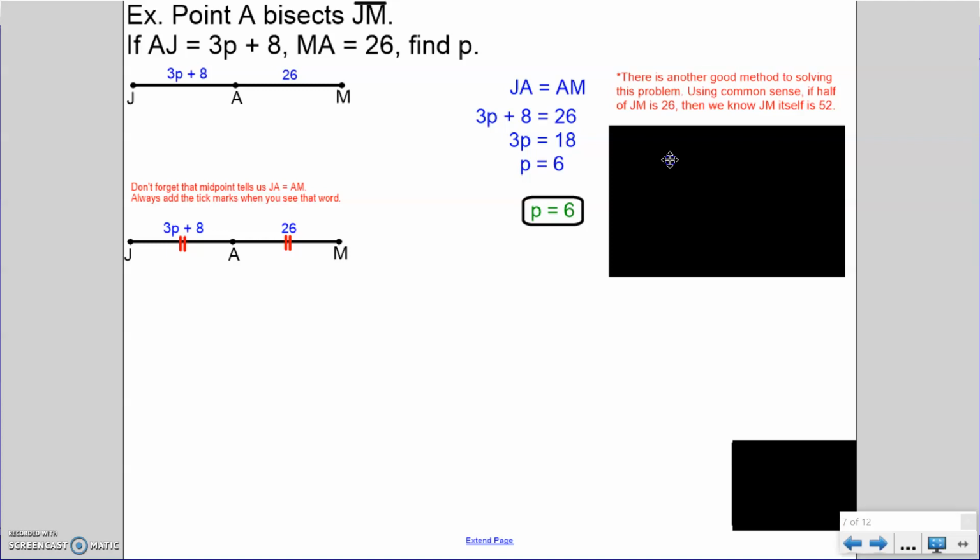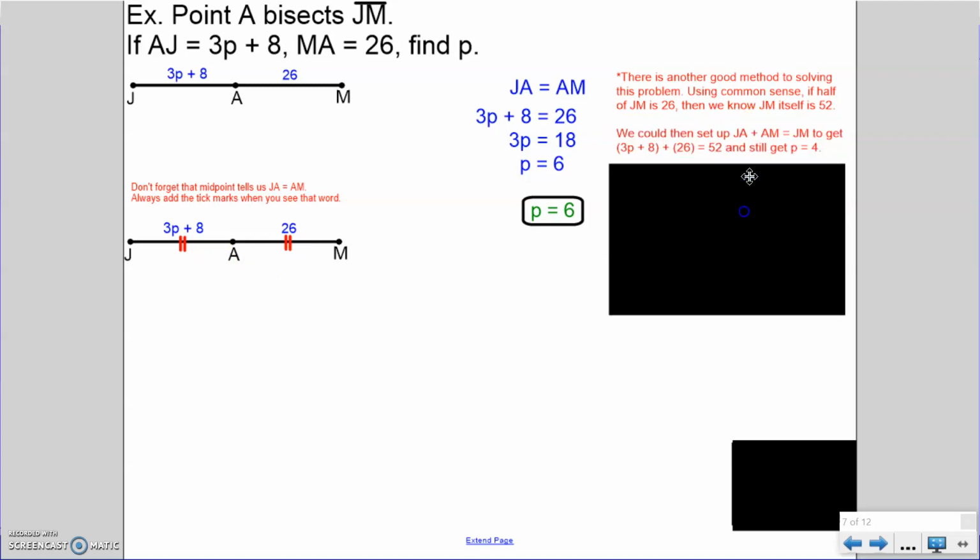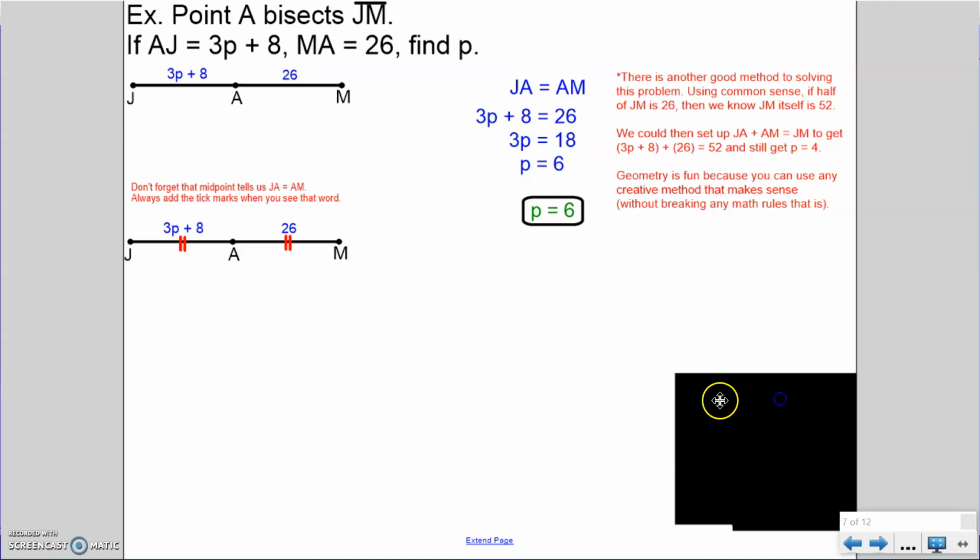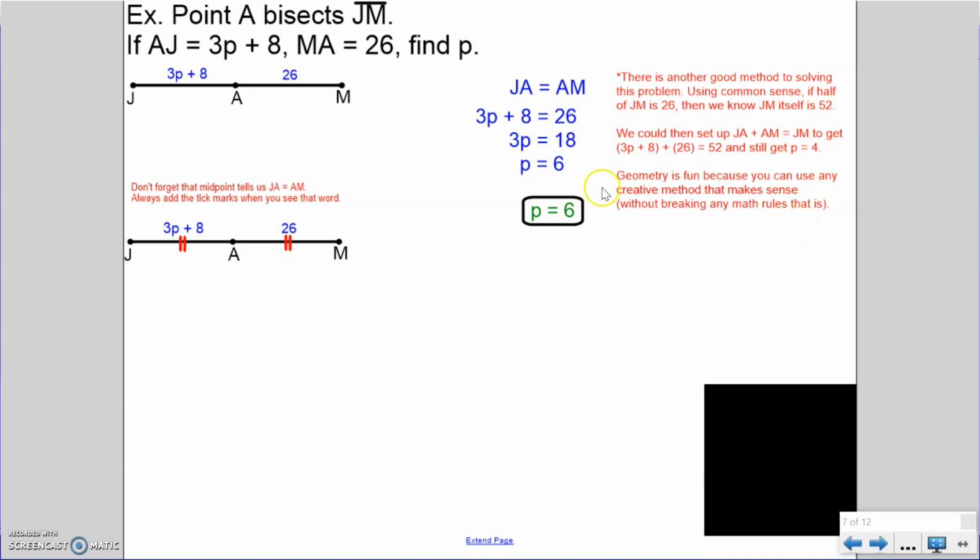There's another good method to solving this problem. If you use common sense, you know half of JM, the whole thing, was 26, and you could double it and say, oh, JM itself is 52. So then we can say JA plus AM equals JM to get 3P plus 8 plus 26 equals 52 and still get the answer P equals 6. So geometry is a lot of fun because you can use any creative method that makes sense as long as you don't break any math rules.